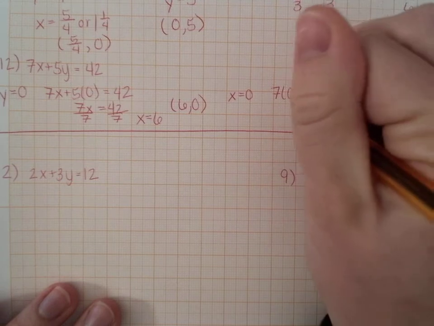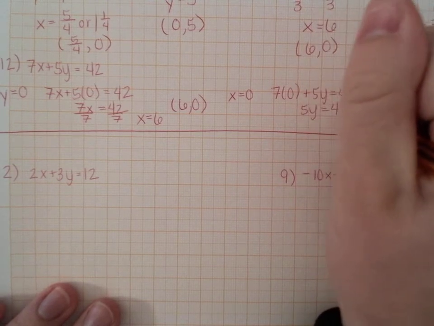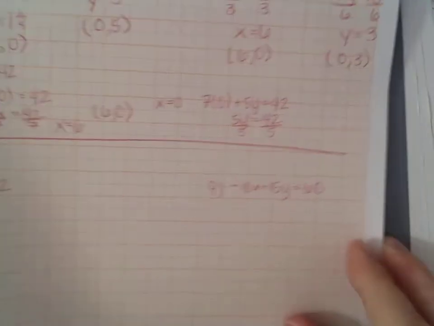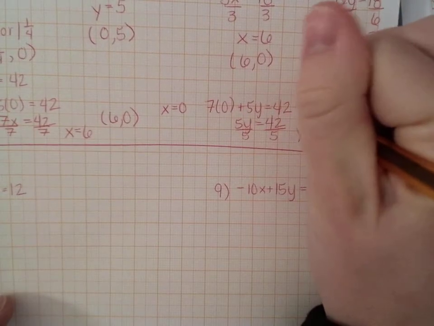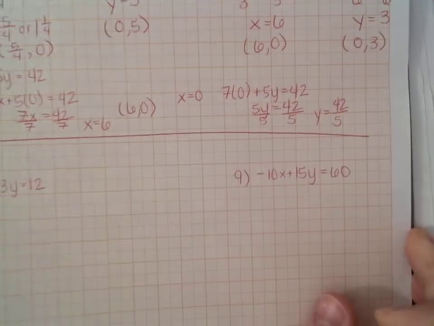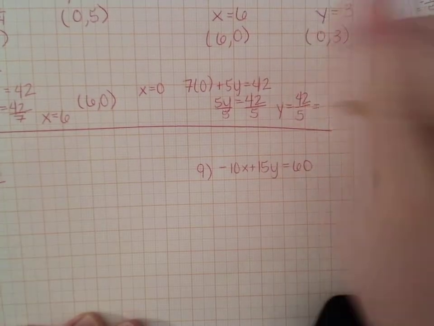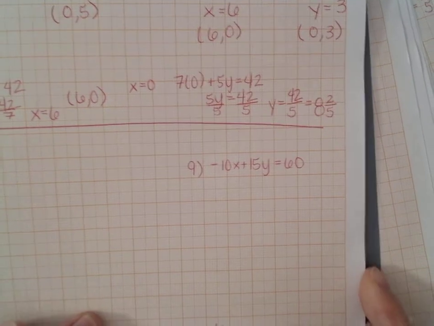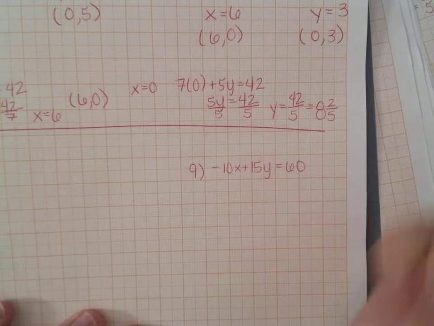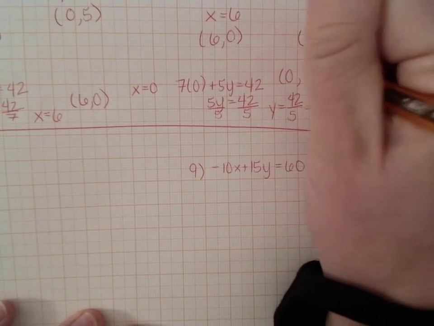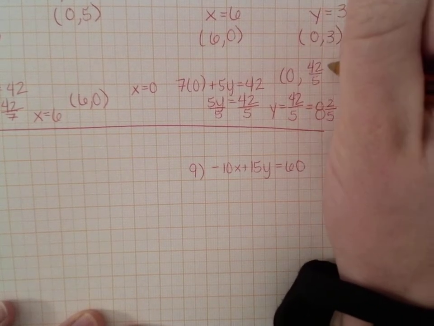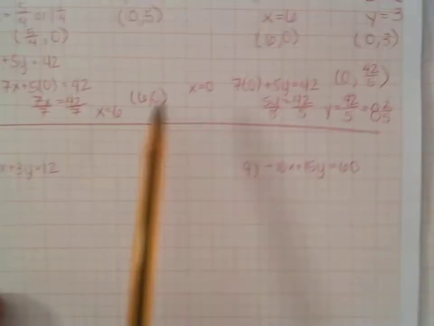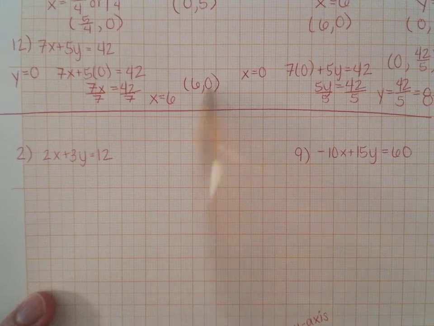Seven times 0 is 0, so I just have 5y equals 42. Divide both sides by 5, and that leaves me with y equal to 42 over 5. And if you want to write that as a mixed number, that would be 8 and 2/5. So that means that when x is 0, y is 42 over 5 or 8 and 2/5. So that is your y-intercept, and this one was my x-intercept.